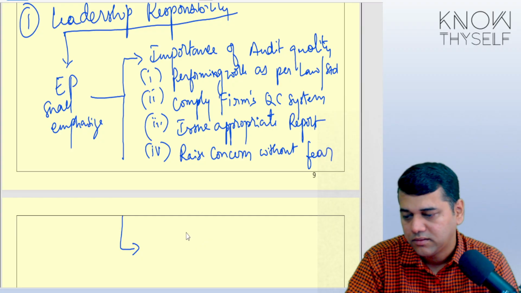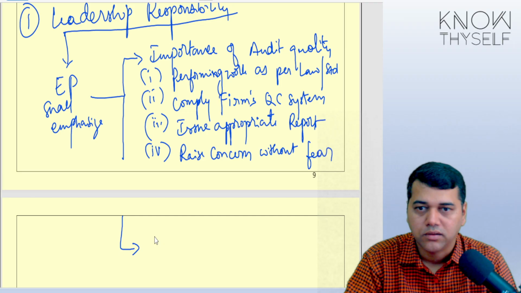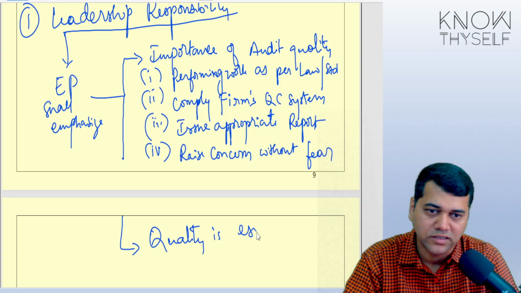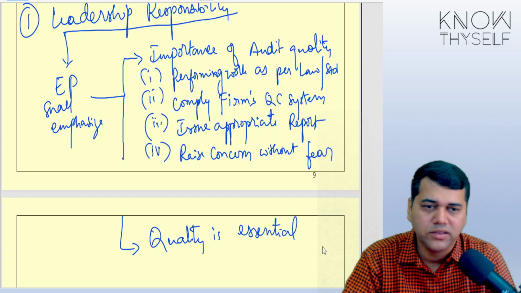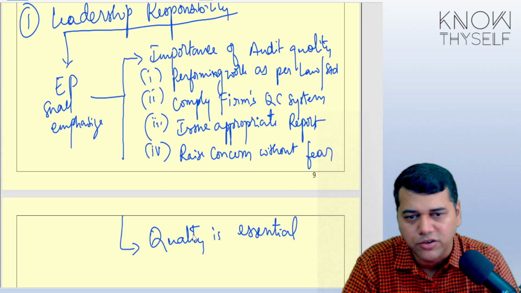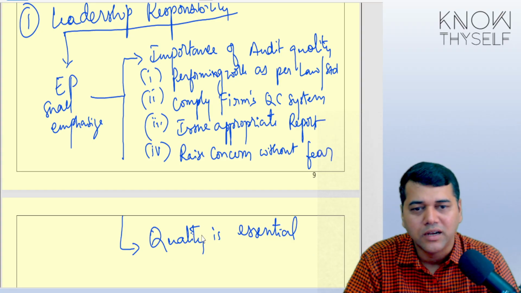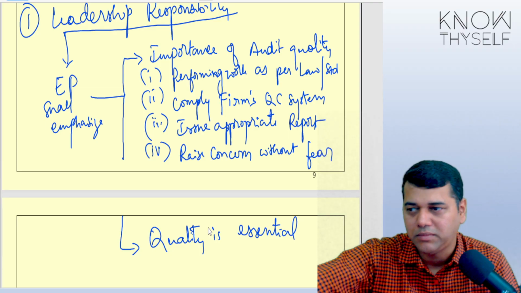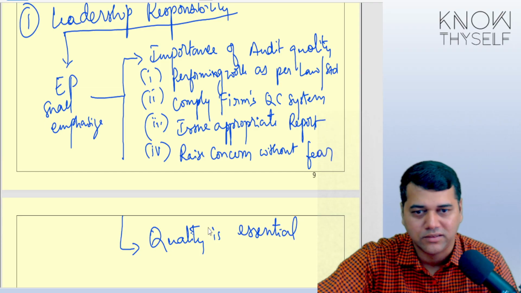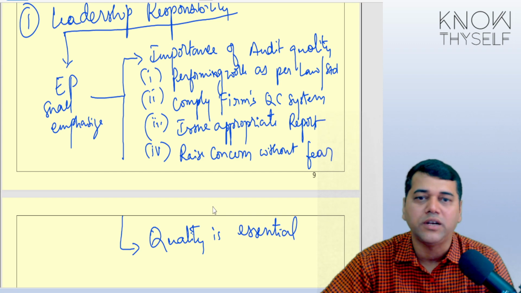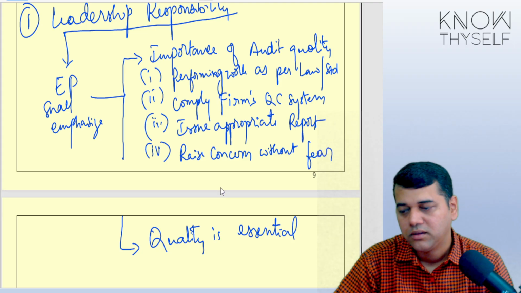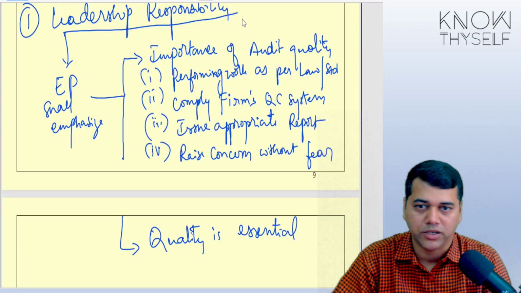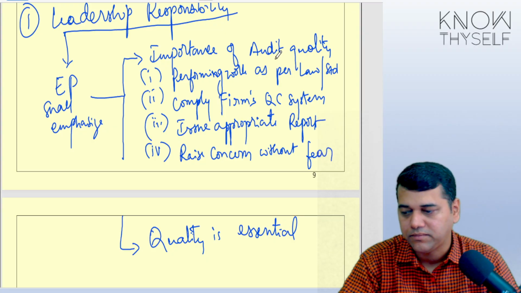Second, quality is essential. Always they have to stress that quality is essential. Whatever you do should be qualitative. You see a mother at home, how many times, like I can see my daughter, anything she does not do properly, the mother says, no, this is not correct, you should be doing like this. So always she stresses the quality. Whatever you do, quality is essential and it is important. So this is the responsibility and this is important.